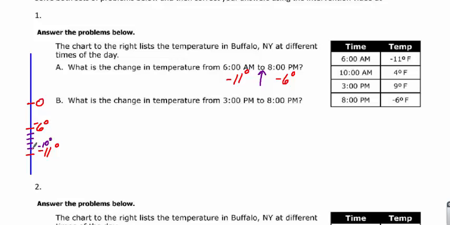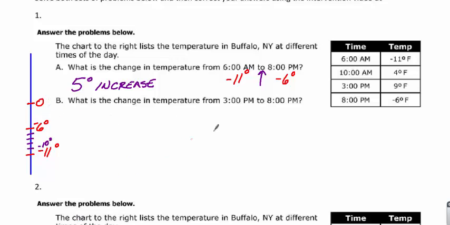So it went up 1, 2, 3, 4, 5. There was a 5-degree increase in the temperature. That makes sense. The difference between 11 and 6 is 5. If you took the absolute value between 11 and 6, remember our work on absolute value back in week 1? Take the difference between 11 and 6, think of it as distance on a number line, it's going to be 5.